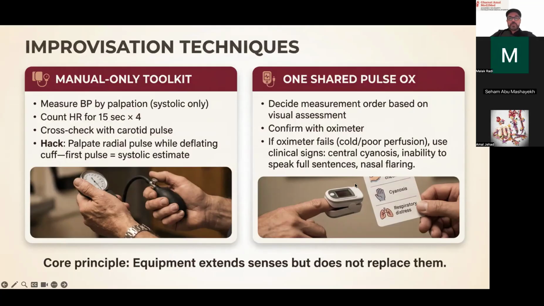What does that mean? The pulse ox. Let me ask you, do you have the pulse ox to measure the oxygen with? Let me see if the chat has something. Okay. Do you have the pulse ox? I'm going to assume you have it.